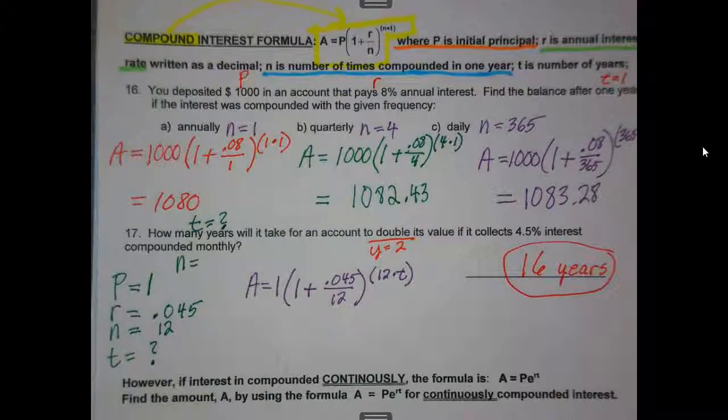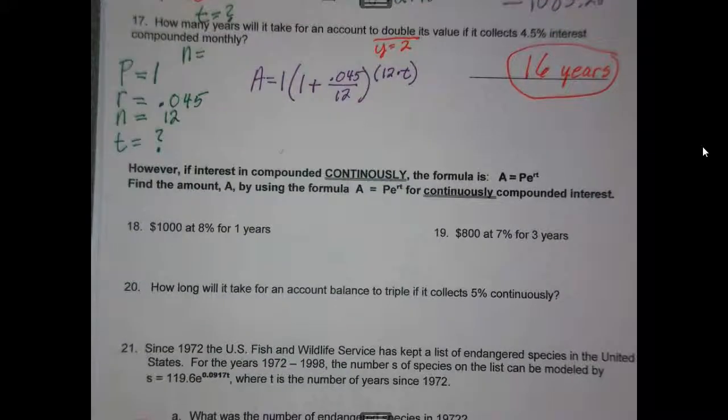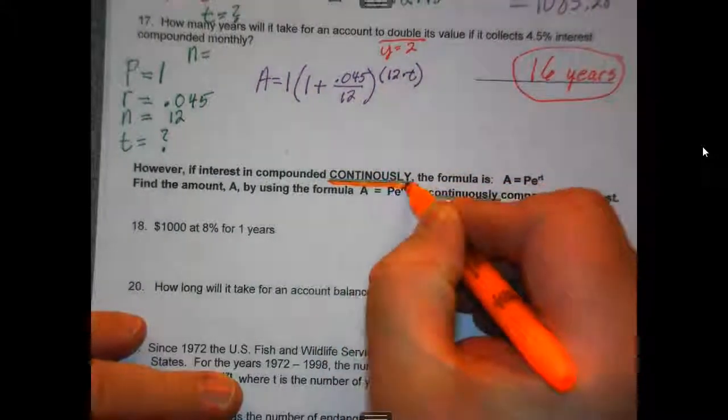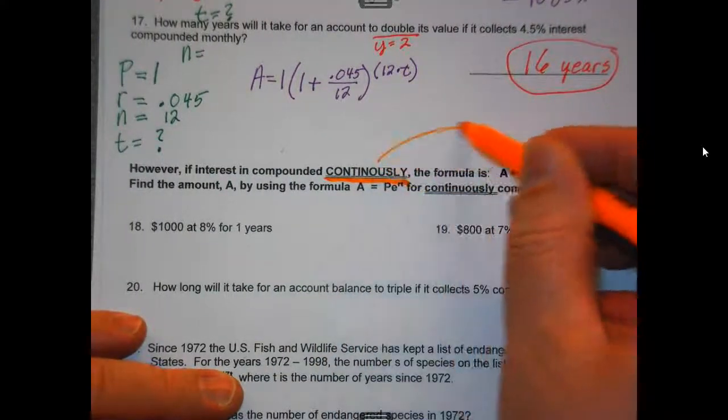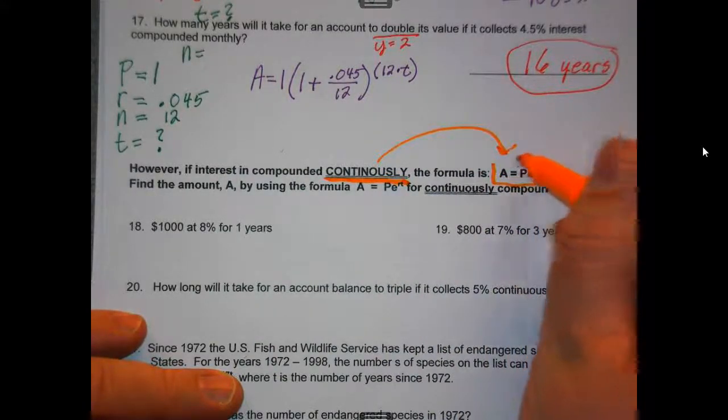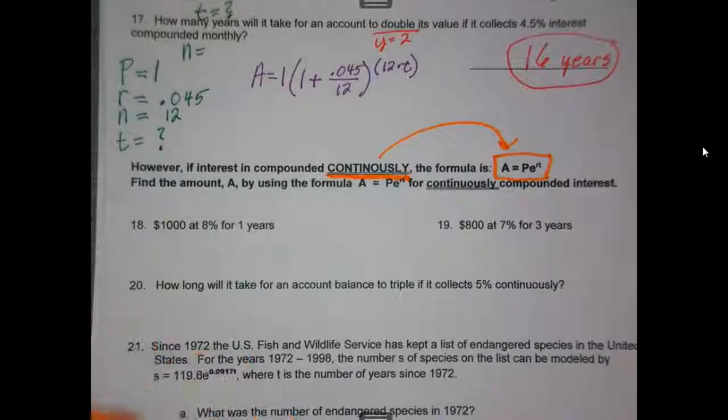Okay, then we have what's called continuously compounded, all right? Whenever you see the word continuously, you're going to use this formula. A equals P times E to the RT.